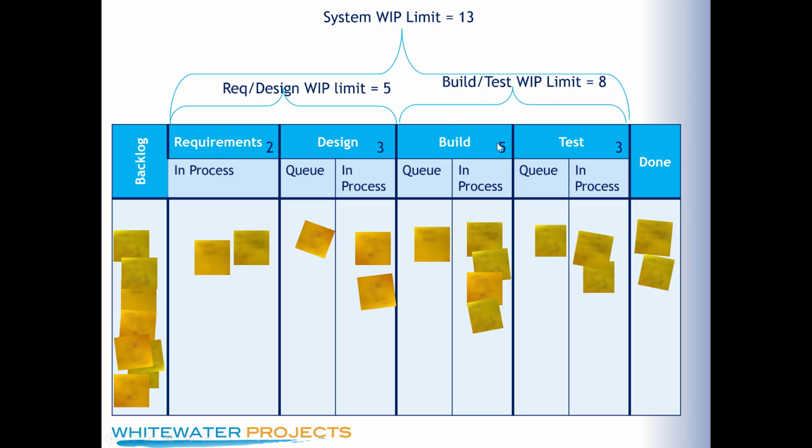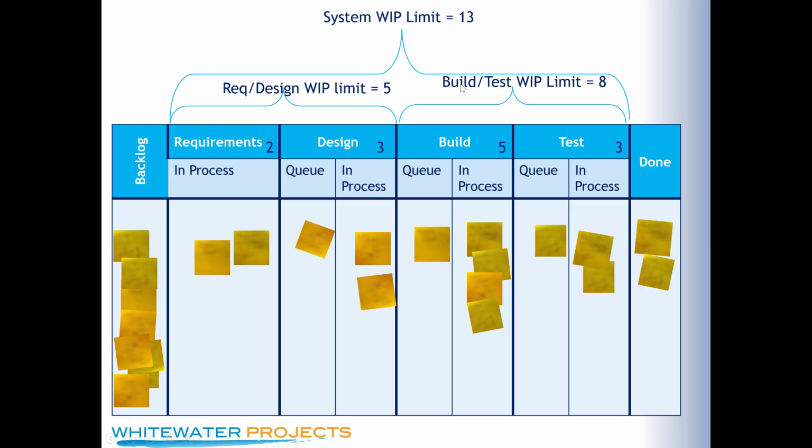So here's a WIP limit of 5 on the build column, right? This is the ready or queue, and this is the in process column. So you could put the WIP limit here on the actual column, the build column. You never put it on queue and in process. Don't do that. You're messing things up. Put it on the total column.